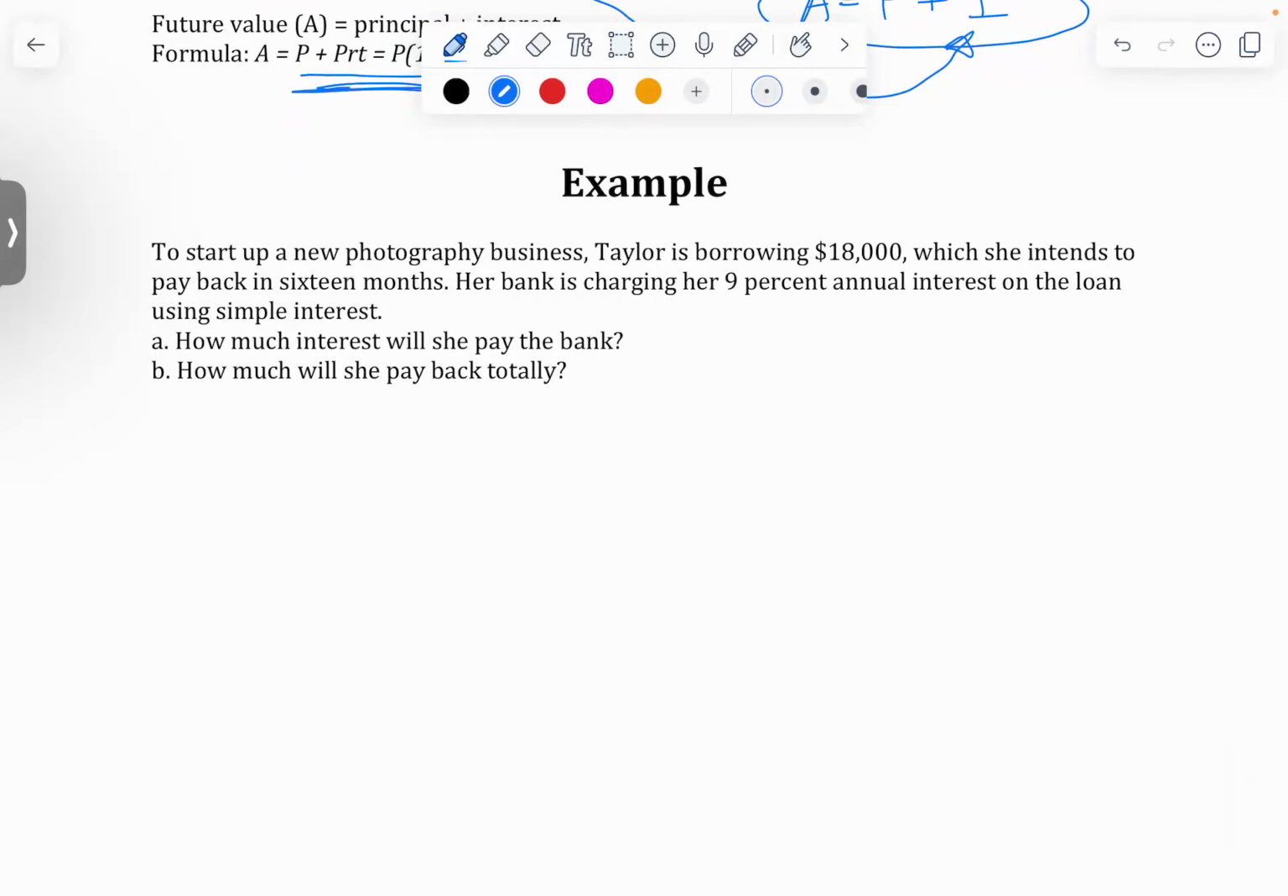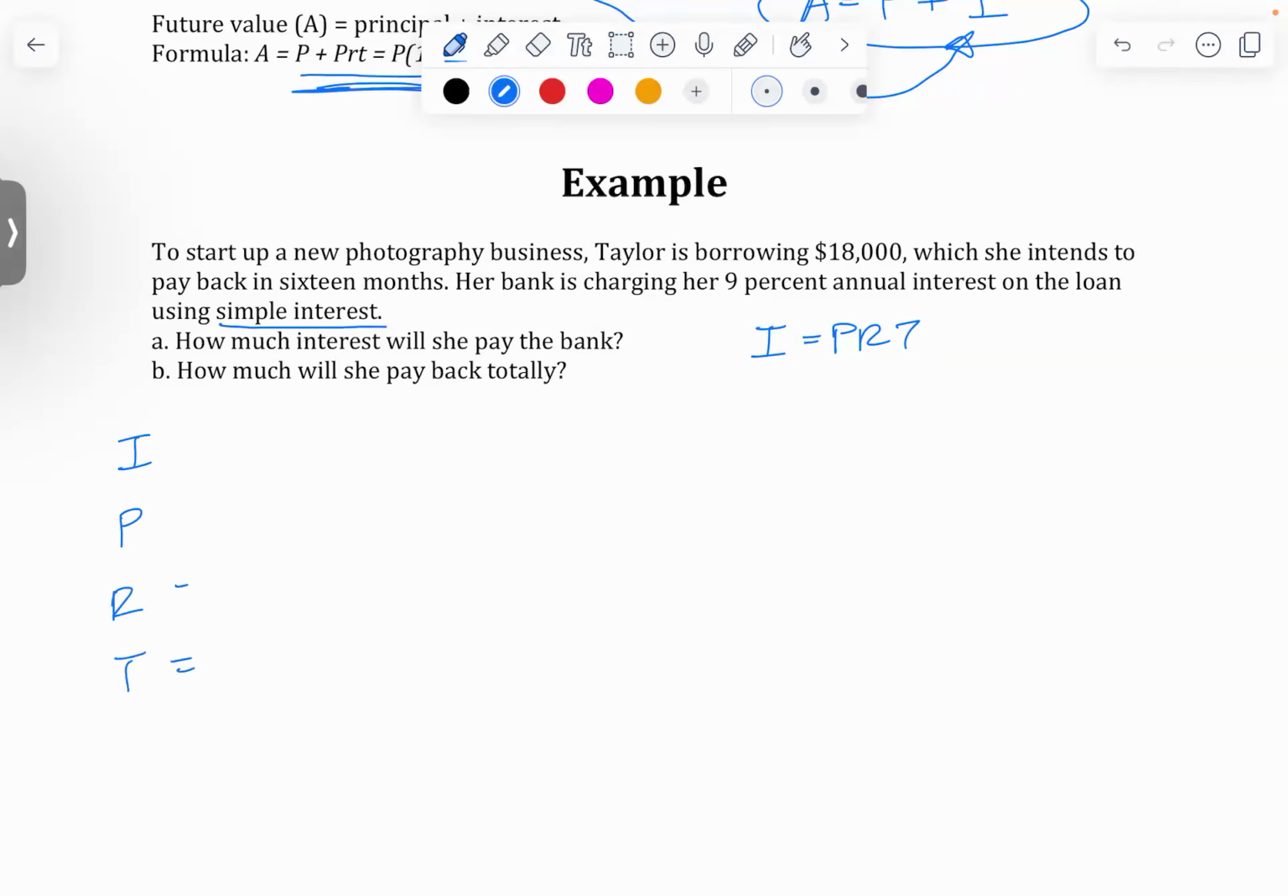To start up a new photography business, Taylor is borrowing $18,000, which she intends to pay back in 16 months. Her bank is charging her 9% annual interest on the loan using simple interest. So again, explicitly stated. Once you have simple interest, right, I'm going to write out I equals PRT.